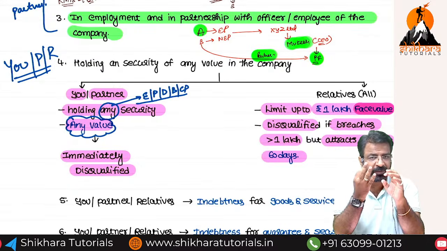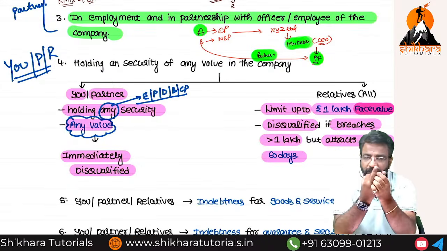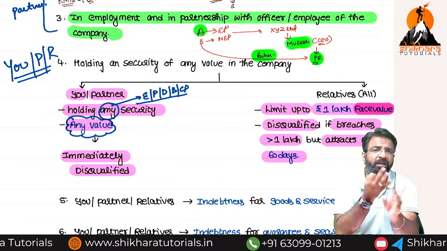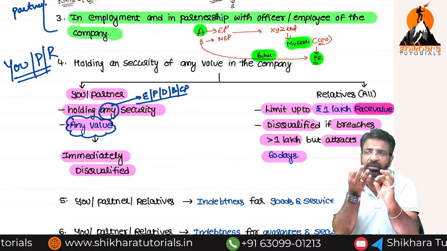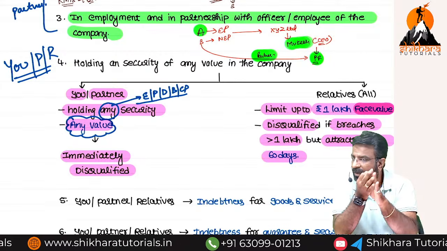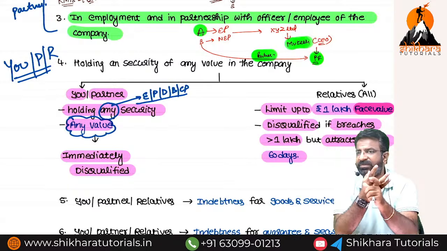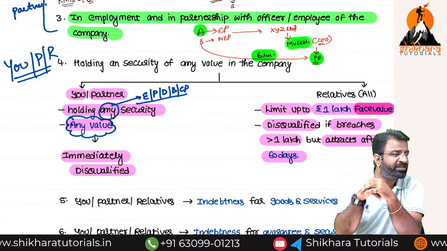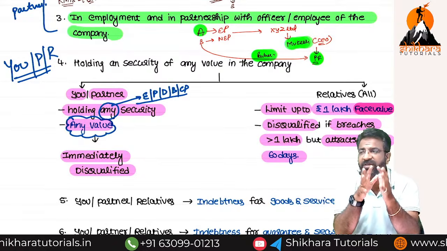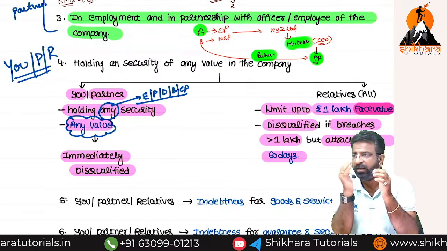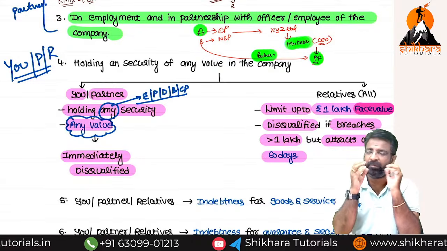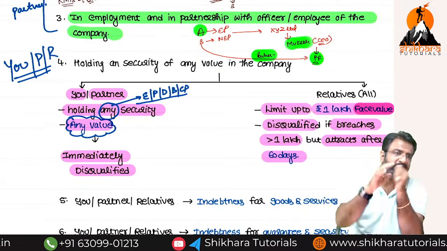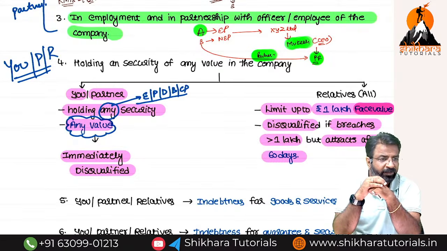Fourth onwards, you, your partner, and your relative. Three people are coming. First, talk about you and your partner. You and your partner should not be holding any security of any value. Then you will be immediately disqualified. But in relatives' case, limit is up to rupees 1 lakh. Limit is up to rupees of which value? Face value. More than 1 lakh, disqualification will attract, but not immediately. It will attract after 60 days. Did you get the point?